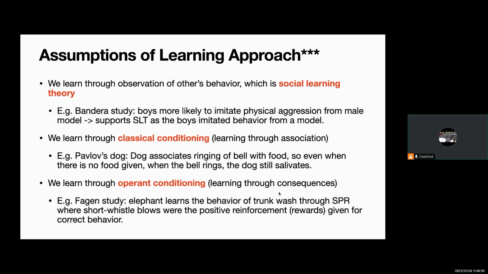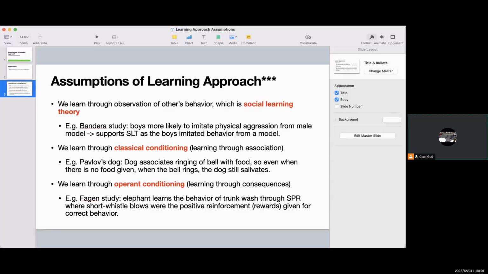Okay, so actually, I think that's all for the assumptions of the learning approach. It's just complete memorization, but it's also pretty easy to memorize. Just 3 types of learning, memorizing an example for each type, and understanding how each type works.